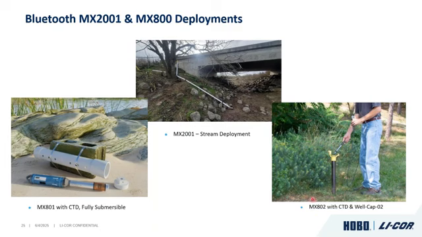And then here's the MX802. So not the submersible version, but the one with barometric pressure built in. And this has a CTD sensor and utilizes a direct read cable for whatever size you need, and then a well cap 02 to suspend it in place.